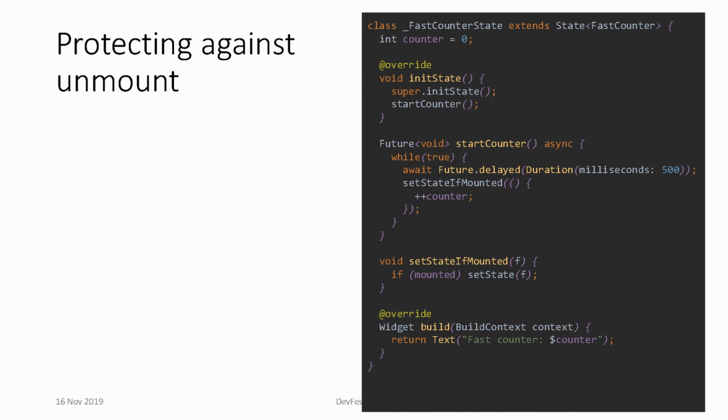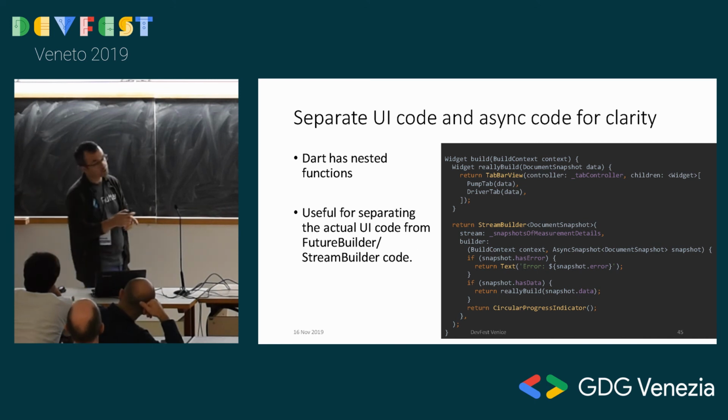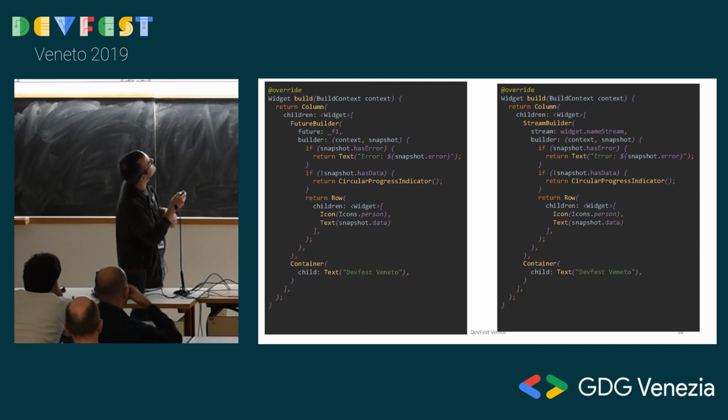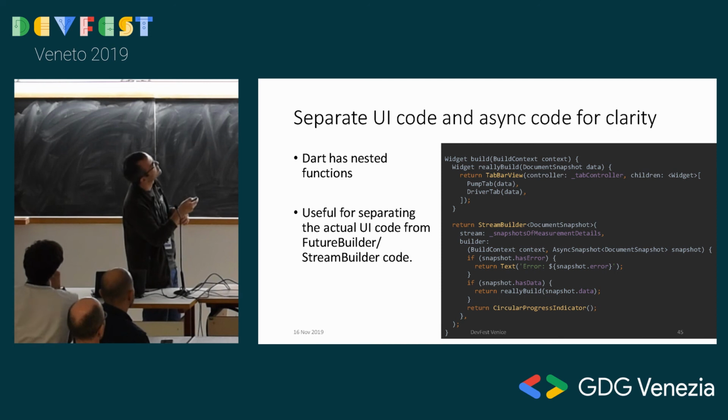So another way to get that future builder a little cleaner, I showed you earlier the future builder code. Let me show it again. So it's a handful. All this boilerplate code makes it hard to see the UI code. So what I do is I use the local or nested functions of Dart. Dart has nested functions. In the build function, I can create a real build function. So the build function creates a stream builder. This is the boilerplate for it. If it's not ready, create a circle progress indicator. If it's ready, then call the build, yes.